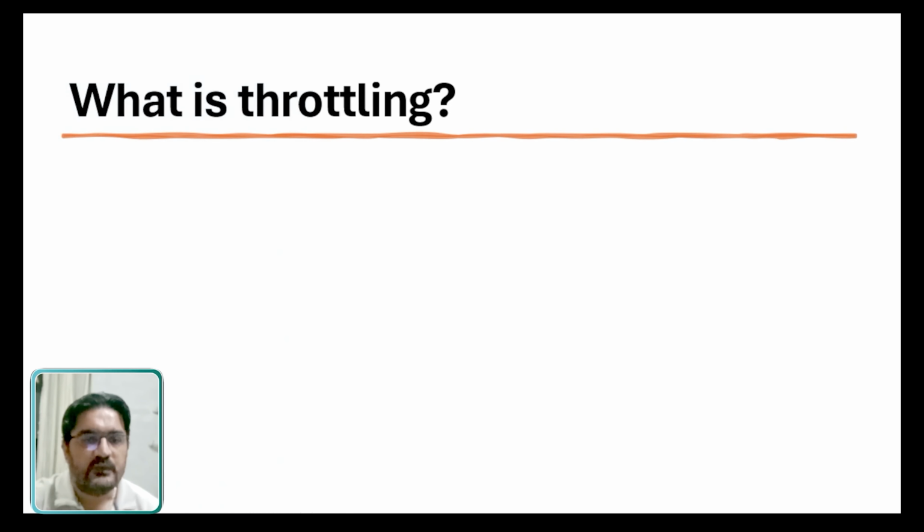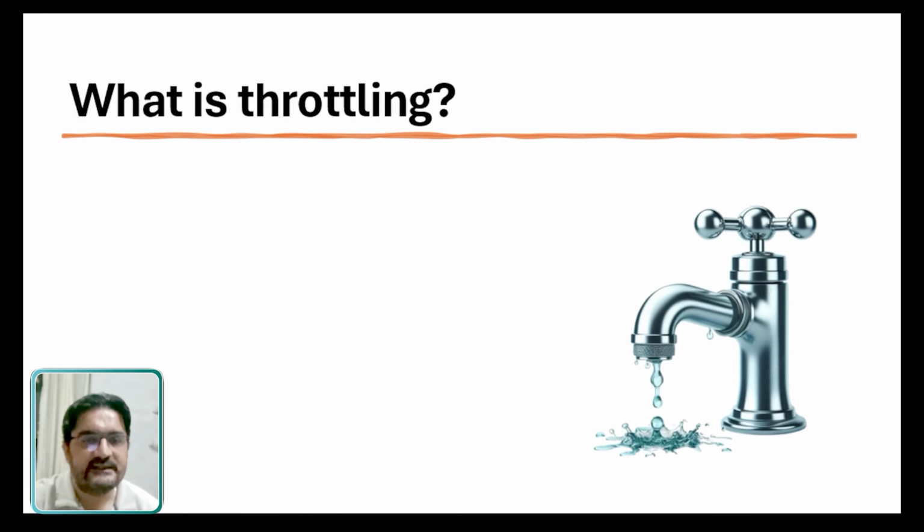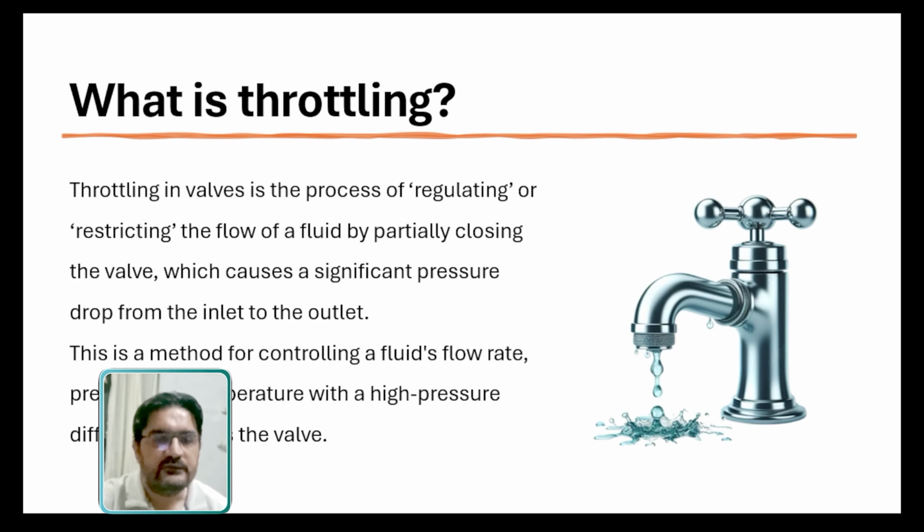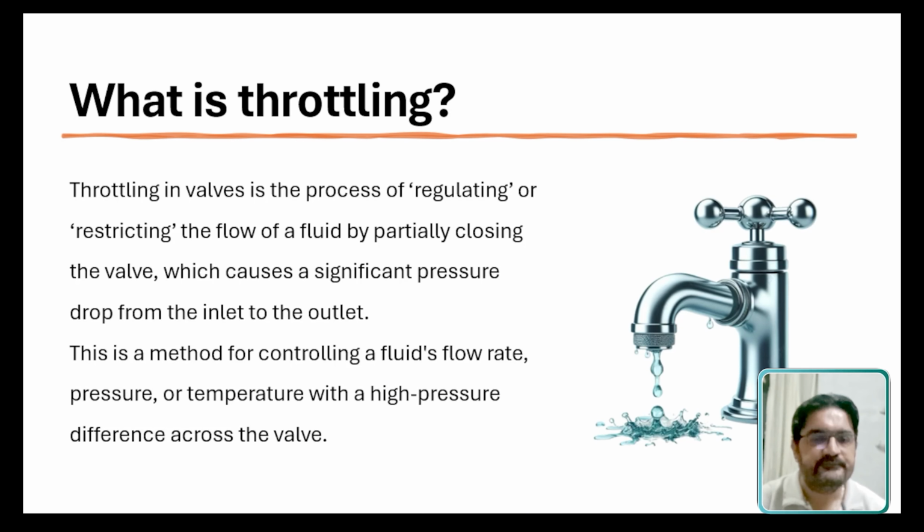Let us understand what is throttling first. Let us take an example of a domestic faucet. When you open it fully, water flows freely. As you start closing it, the flow reduces. That's simply throttling. In industries, throttling is the process of regulating or restricting the flow of a fluid by partially closing the valve, which causes a significant pressure drop from the inlet to the outlet. Now, this is a method for controlling a fluid's flow rate or other parameters like pressure or temperature with a high pressure difference across the valve.